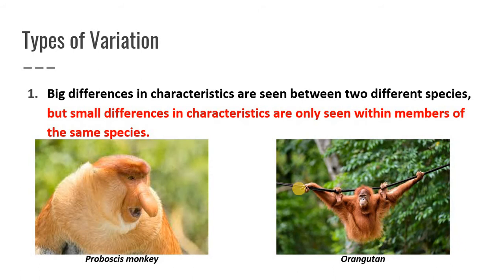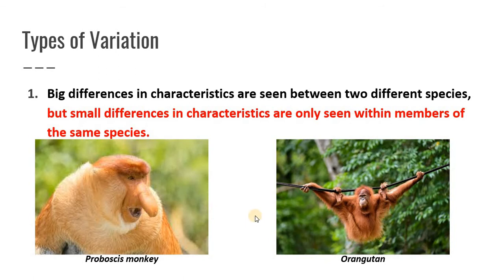In this diagram here, we can see the proboscis monkey and the orangutan. Big differences in characteristics are seen between 2 different species, right? Although both of them are mammals, they have really very distinct features. For example, let's look at the nose of the proboscis monkey. They have a big nose, whereas an orangutan has a really small nose. So we can see there is a very big variation, and of course the fur color looks so much different.